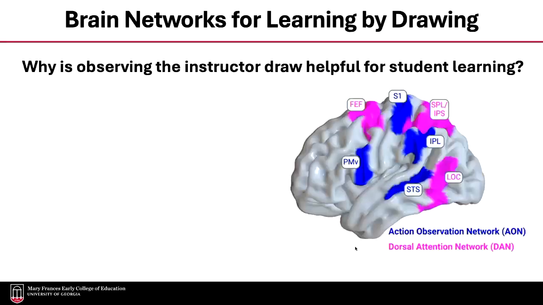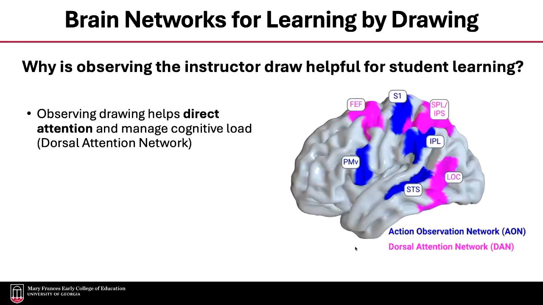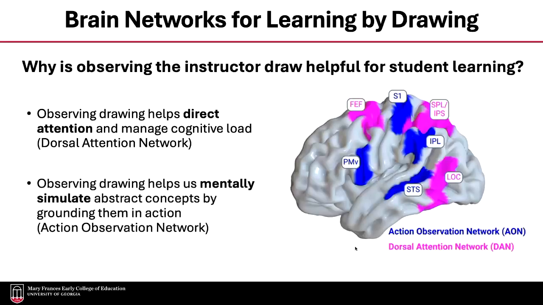So we can put these ideas together and give a brain network-inspired hypothesis for why observing drawing may support learning, right? First, observing drawing may help direct attention and manage cognitive load, and that would be via the dorsal attention network. And second, it may help learners mentally simulate abstract content by coupling it with some meaningful action. That would be from the action observation network.